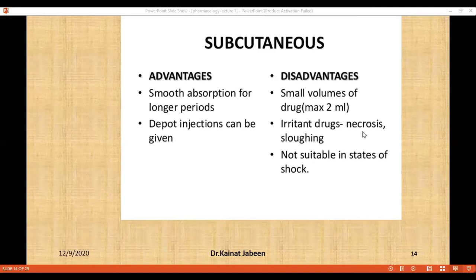The next thing, irritant drugs, necrosis and sloughing. Irritant drugs can cause irritation. Necrosis can occur, sloughing can occur. Do you know about necrosis and sloughing? Necrosis is the death of the body tissue. It occurs when there is too little blood flow to the tissue. Sloughing is the next terminology. Skin sloughing is like shedding of the skin or the dead cells.